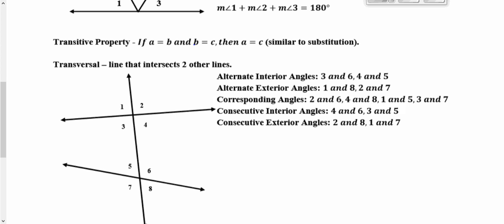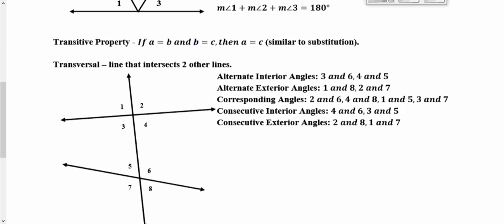Nobody sees it? Do you see angle 3? Okay. And what would its alternate interior angle pair be? 6, right? So 3 and 6. And what's another alternate interior pair of angles? 4 and 5, right? They're on either side of the transversal, different sides, and inside, interior, okay?